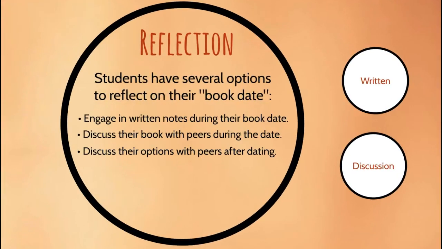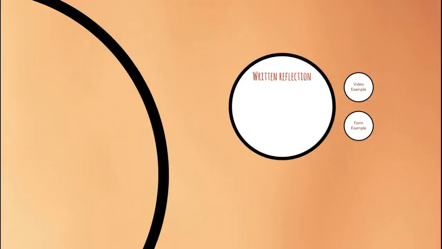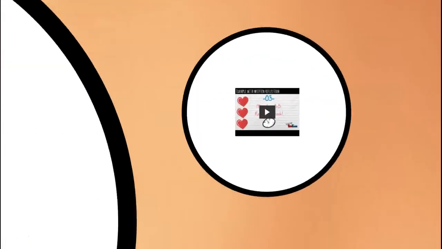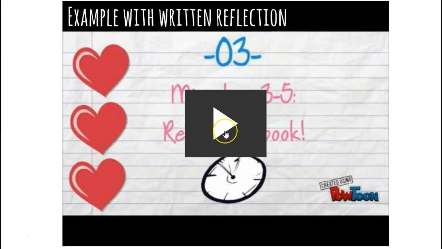Lastly is reflection. Students have several options to reflect on their book date. They can engage in written notes during their book date. They can discuss their book with peers during the date, or they can discuss their options with peers after dating. Written reflection is where students can be assigned to create their own notes on the book dates, or you can provide them with a guide or form to follow where they list and rate parts of the books. Students can keep that list for later literature selections. So, a video example with written reflection embedded in the instructions here.